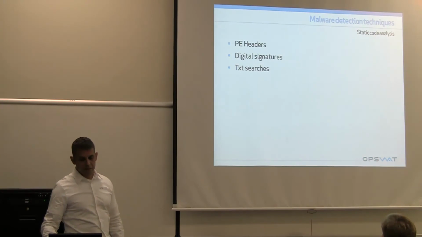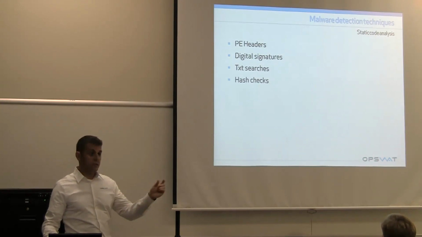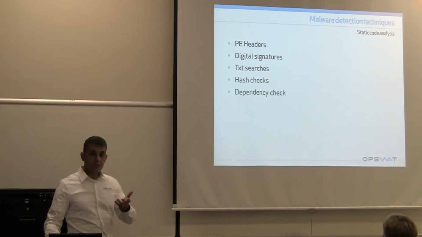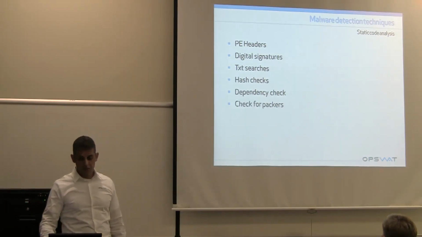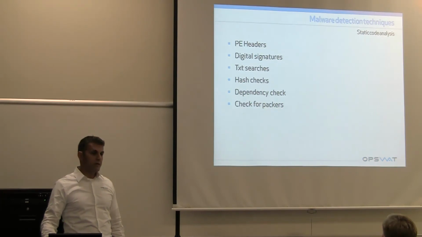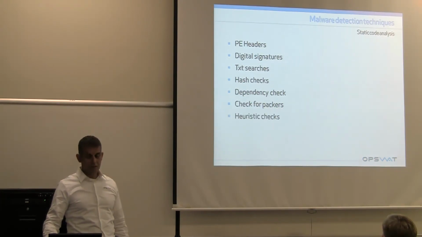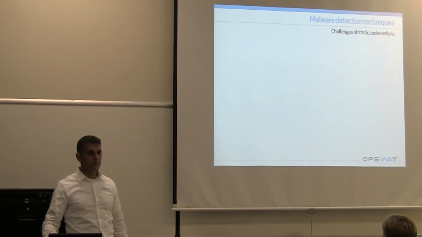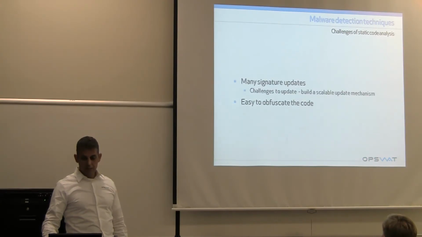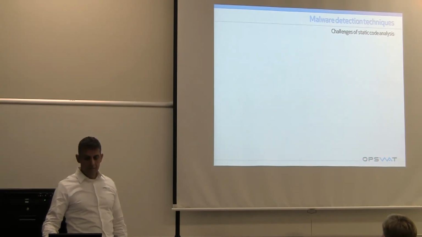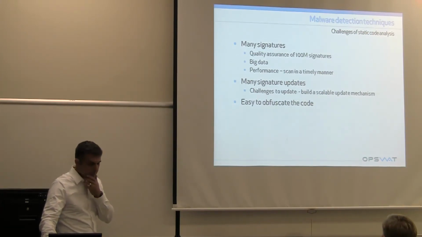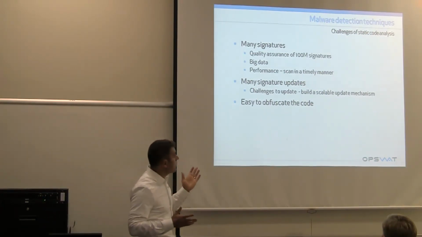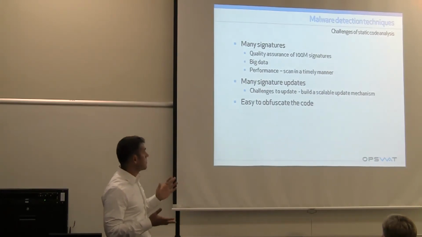So I would say PE header, digital signature, text searches, so go for text searches inside the file. Hash checks, that would be just doing the hash of the whole file. Dependency checks, if there are specific DLLs. Check for packers, you can see if something is specific, and then heuristic checks on the code itself. And in terms of the challenges in static code analysis, first, you have over 100 million signatures, big data, performance.